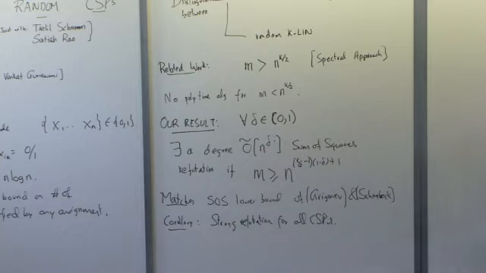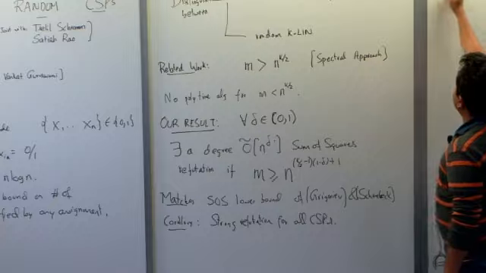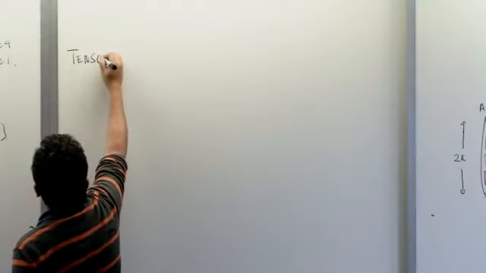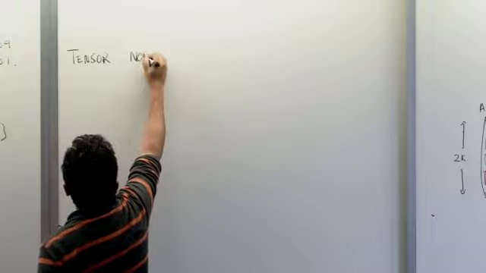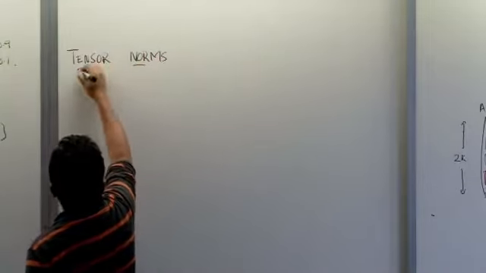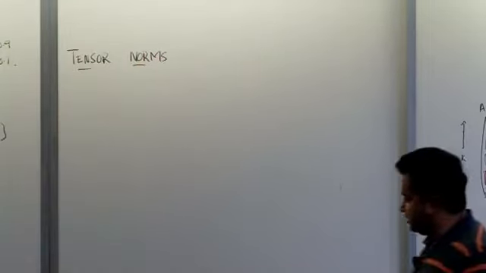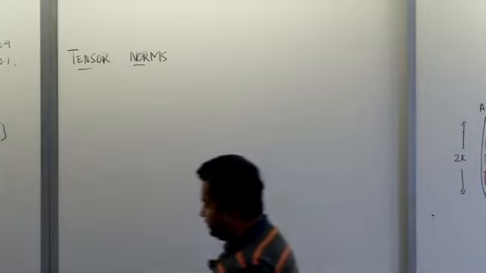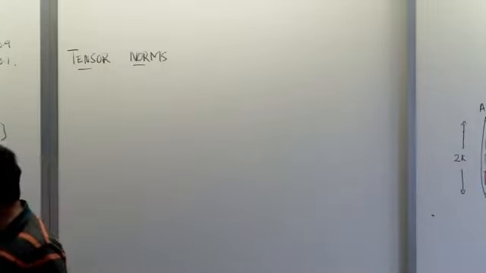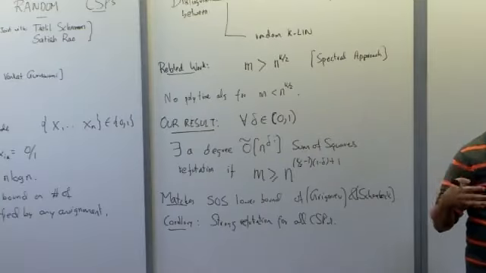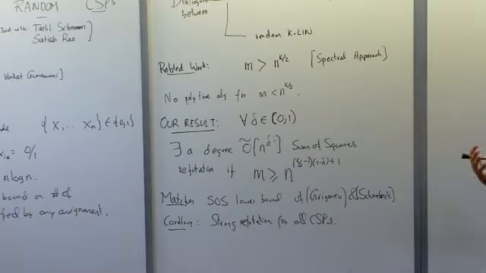So in terms of running time, I should emphasize that if you have a degree d sum of squares refutation, you can find it in time n to the d.